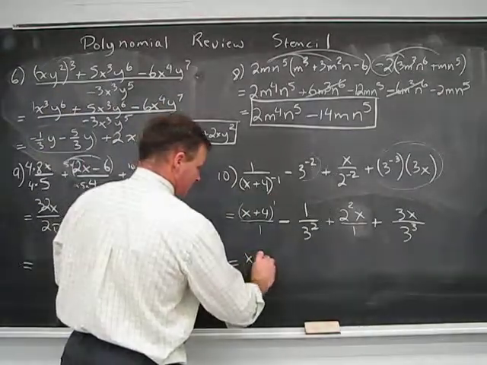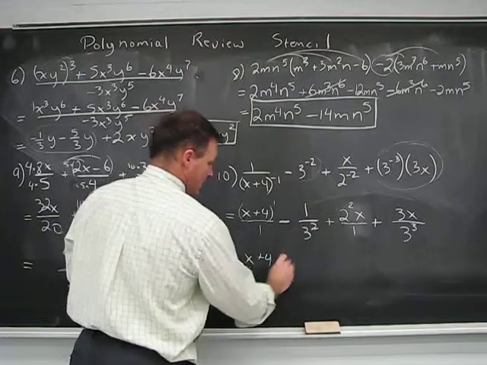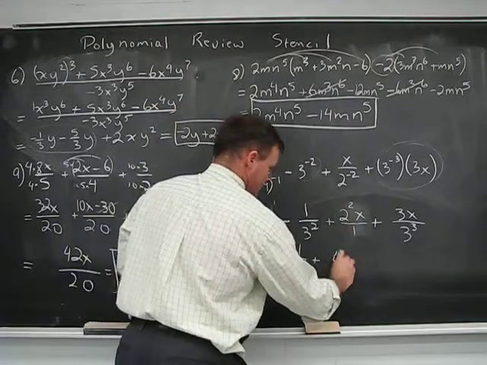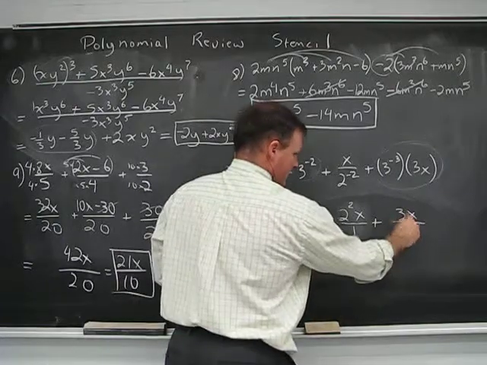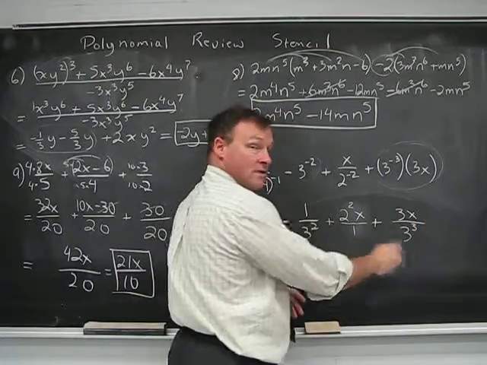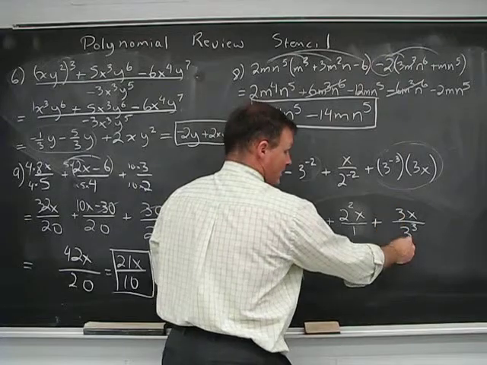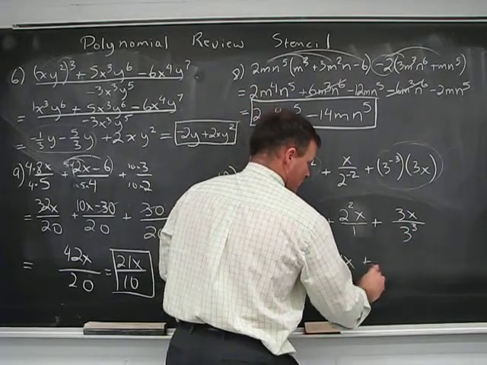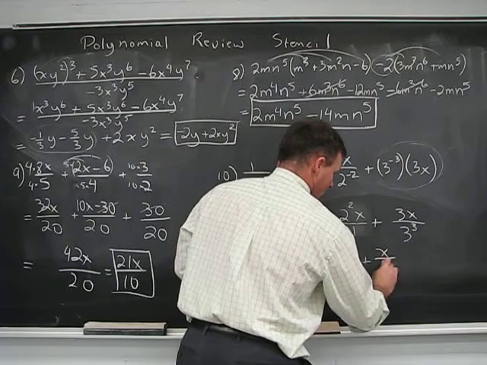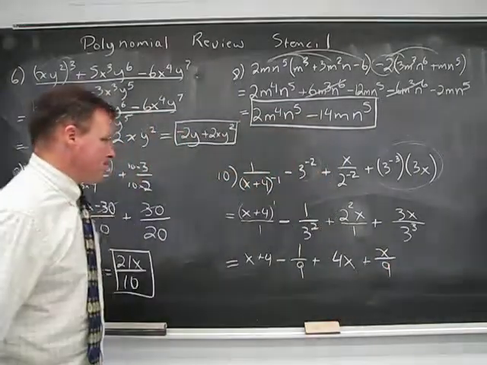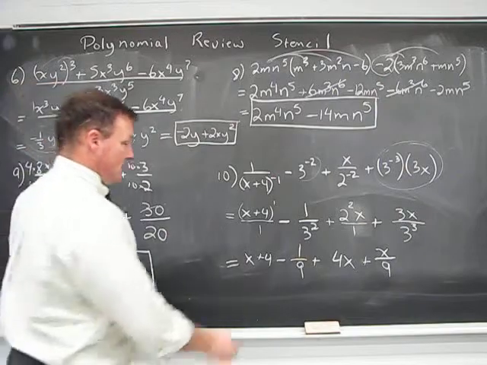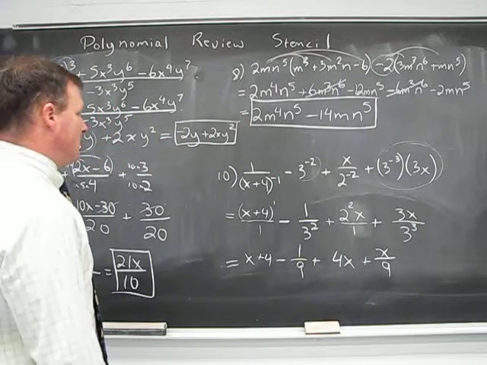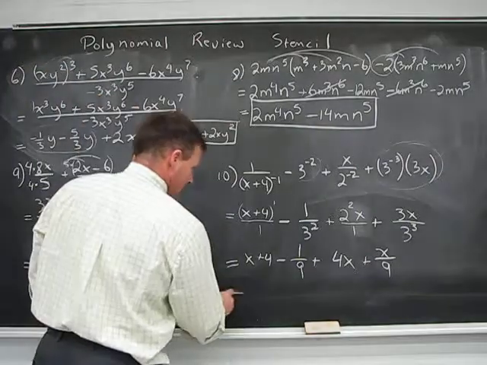This is simply x plus 4. This is minus 1 over 9. This is 4x. And this one, well, you got 3 and you got 3 cubed. Now 3 cubed is not 9, it's 27. So 3 over 27, you can reduce that to 1 over 9. So that's going to be equal to 1x over 9. Which, hey, those are like terms, right? Those are two like terms.